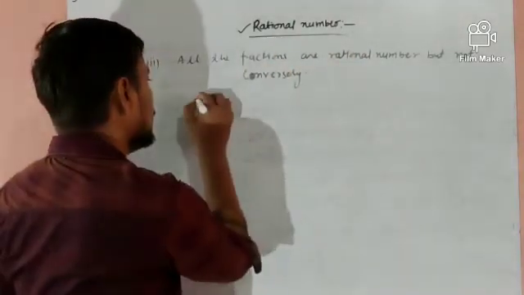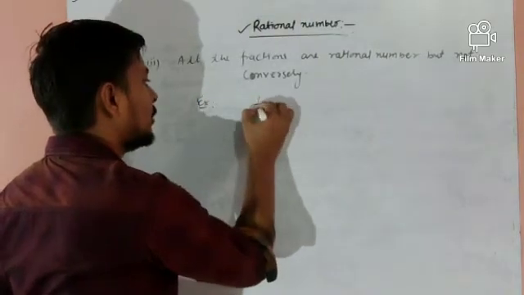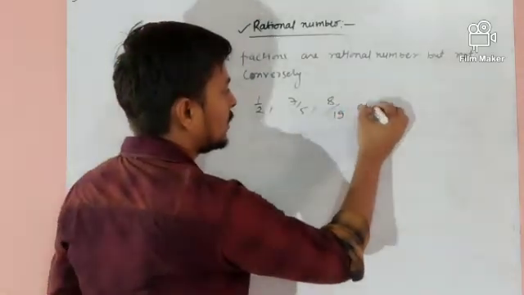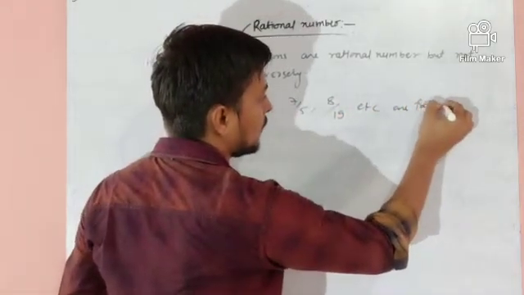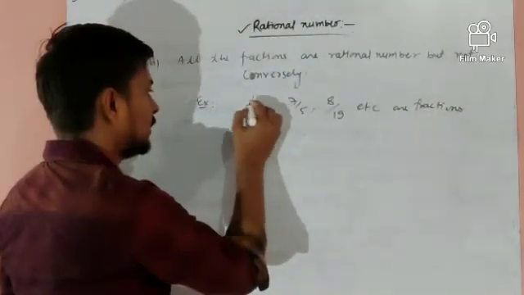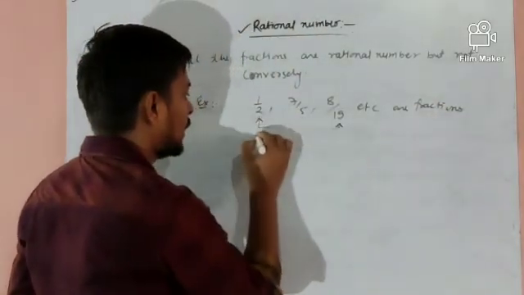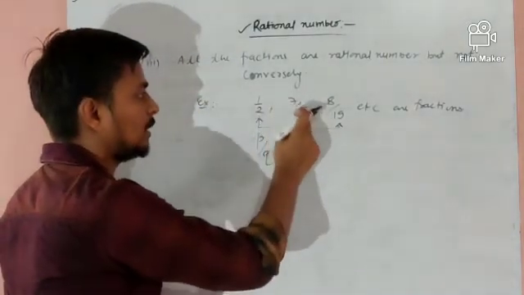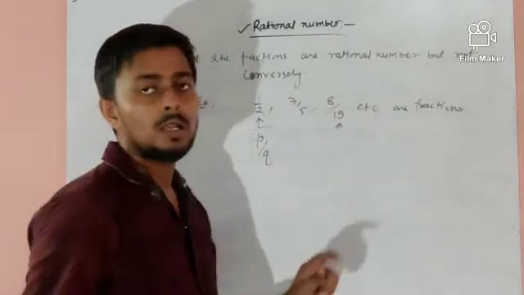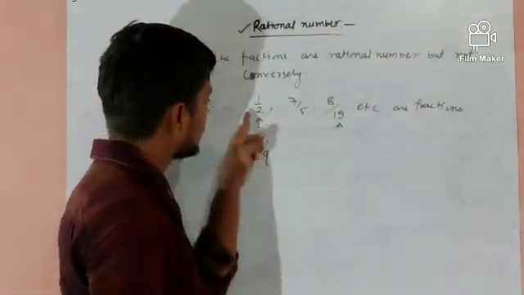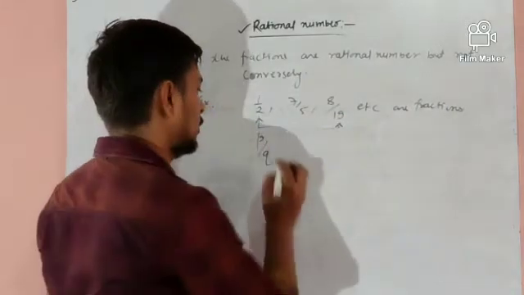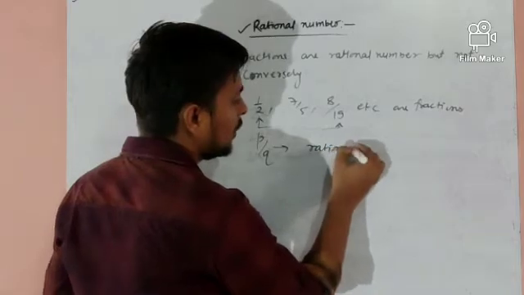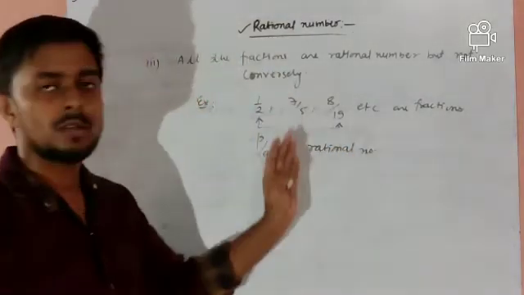Maybe, may not be. The example is what? 1 upon 2, 7 upon 5, 8 upon 19, etc. are fractions. You can just observe, all are in the form of p upon q. P is 1, q is 2; p is 7, q is 5; p is 8, q is 19; and each denominator is not equal to 0. So according to the definition, all are rational numbers.